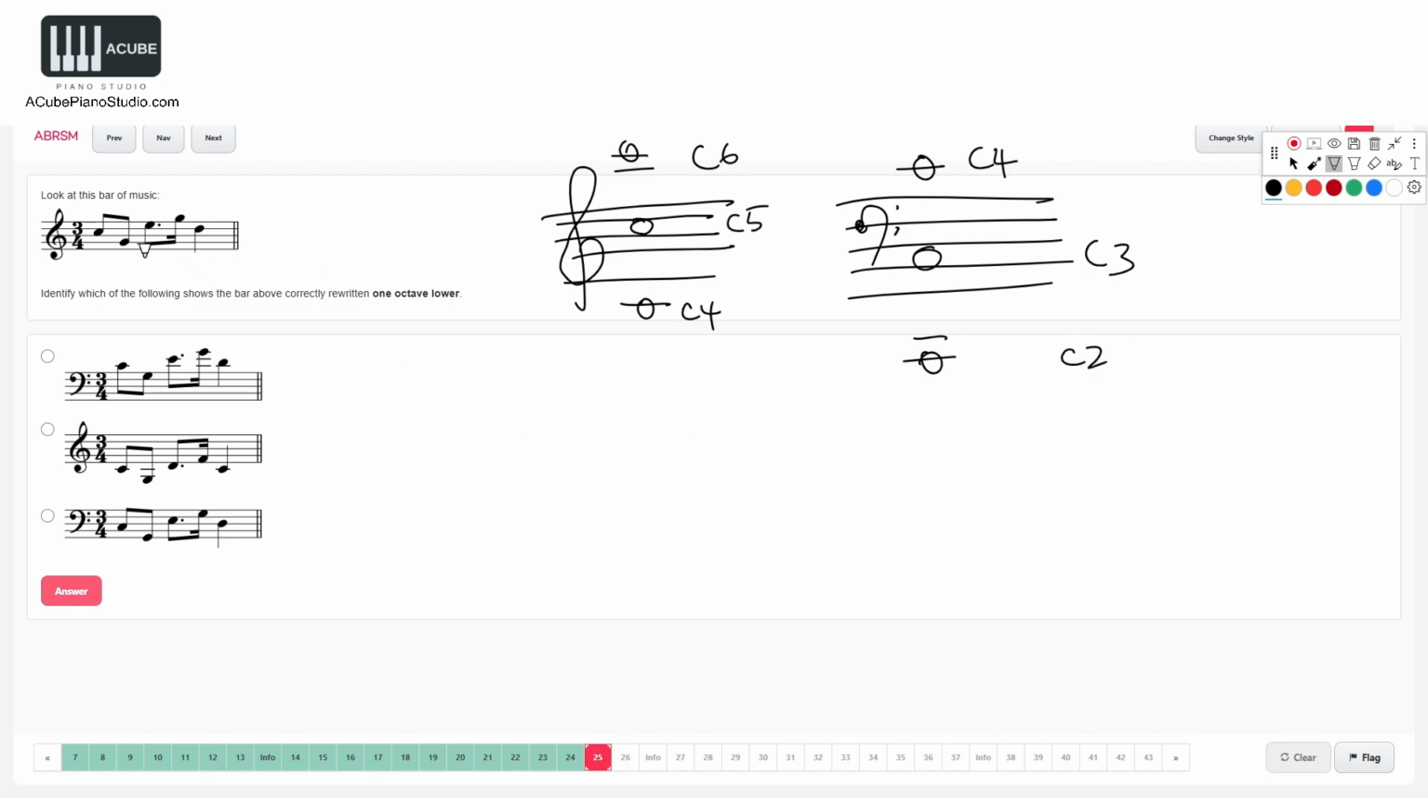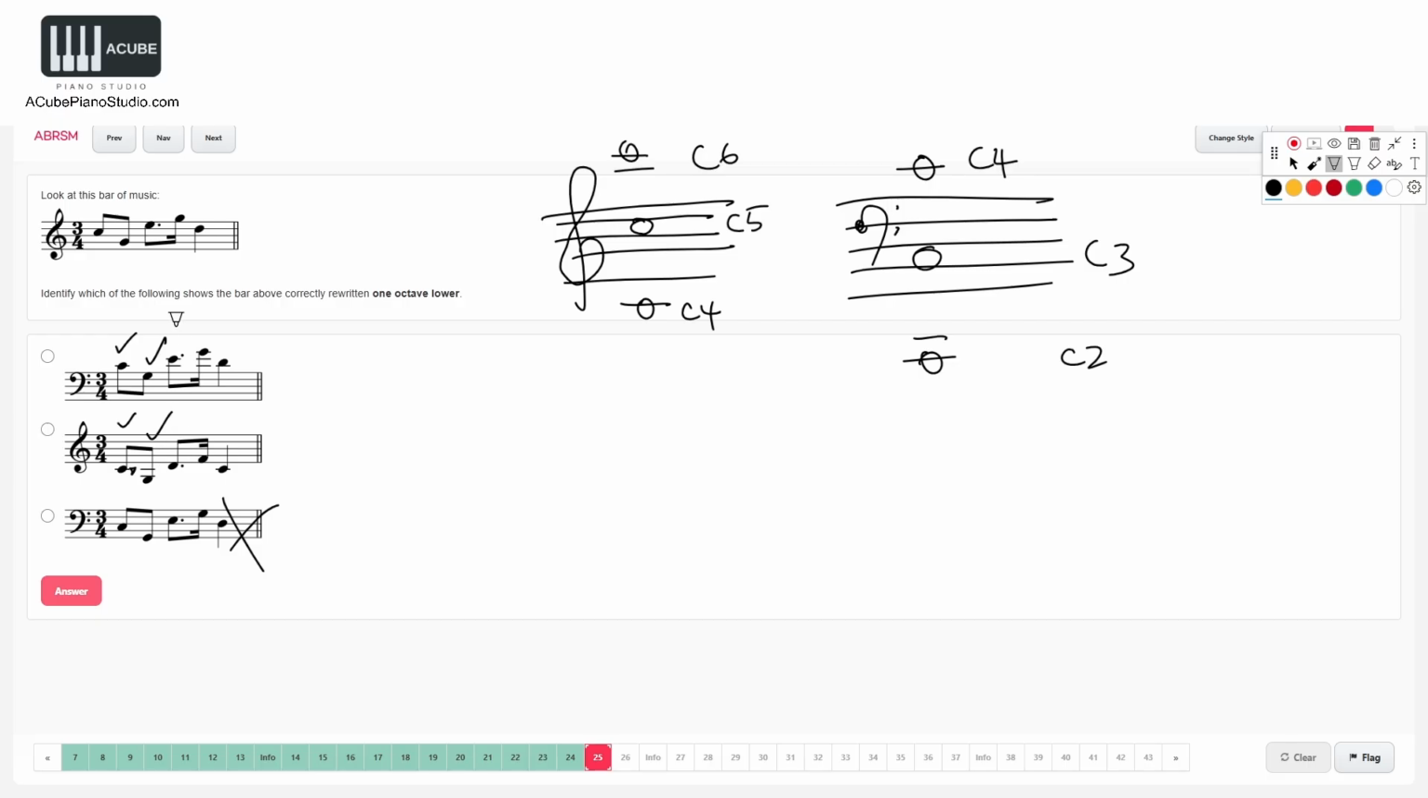Now if I look at this one, this is C5. To make it one octave lower, it should be C4. That means middle C. This is middle C. This is C3, which is two octaves lower than C5. So this is out already. I'm only left with these two to check. Now this is C, B, A, G. So you just need to go down to the next G that you see. C, B, A, G. This is correct.